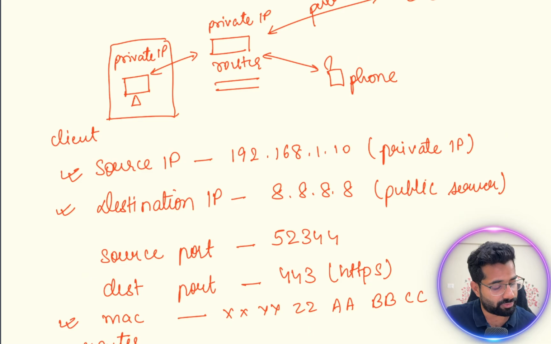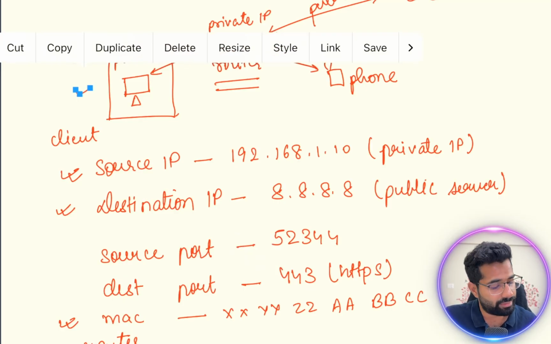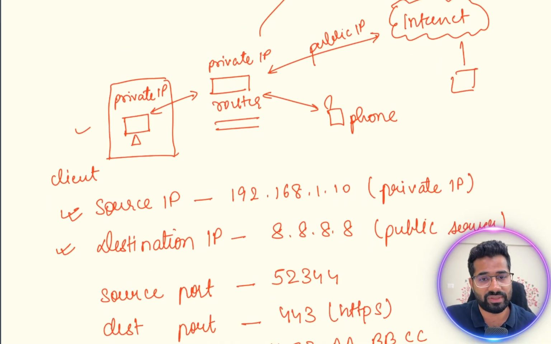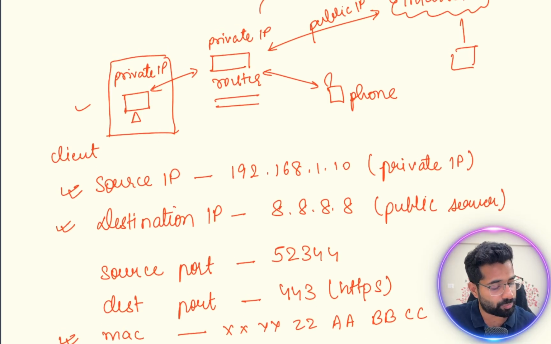Now, when your data leaves from the data link layer, the source IP is 192, which is of your computer. The destination IP is of the final device, the final server, which is 8.8.8.8 in this case. The source port is an ephemeral port, 52344, bound to this particular computer, and the destination port is 443, the standard port for HTTPS. For the MAC address, the source MAC address is of the computer where this request is originating, let's say XXYYZZAABBCC, a 12-digit alphanumeric MAC address.